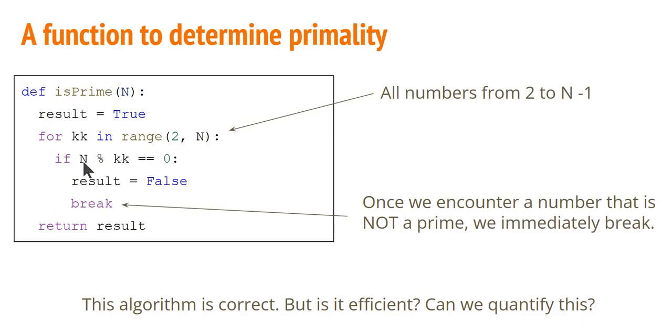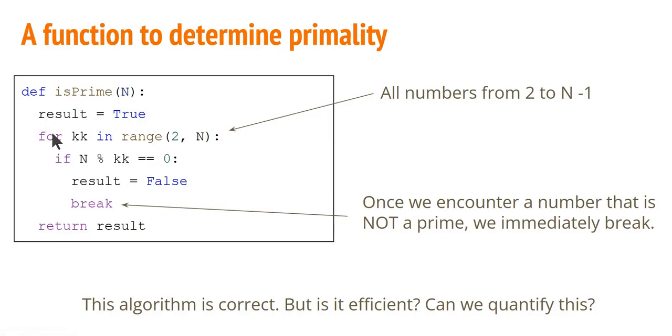I ask myself if n modulo kk is 0. Remember, modulo is a remainder. So, if n, when I divide by kk, I end up with a 0 remainder, it means that this kk divides n, which in turn means that the number is not a prime number. I make result false and I break. In fact, I could have just used a return over here. It could have returned result over here. That's also fine. But this break is important. We'll talk about this in a moment. Otherwise, I just return result.